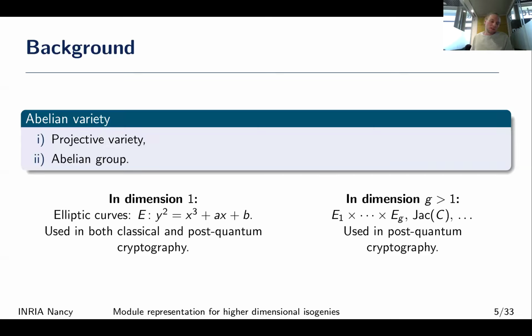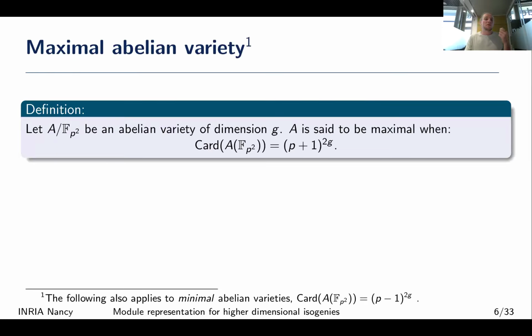So now I'm going to give some definitions, not for you to remember them precisely, but more to emphasize the fact that I'm going to work with a very specific family of abelian varieties. Precisely, I'm going to work with what we call maximal abelian varieties. So from now on, I'm just going to work over a finite field of p-squared elements, where p is a fixed characteristic. A maximal abelian variety is really an abelian variety that has the maximal number of points on it. It really reaches the upper Weil bound that is prescribed.